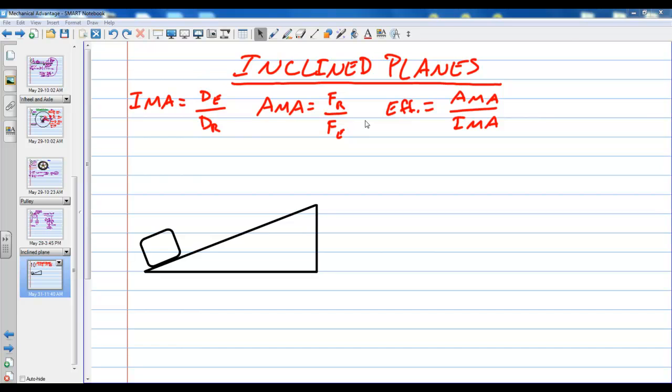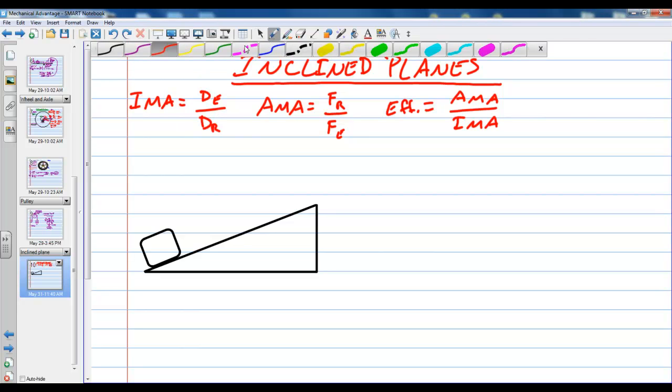Now we've talked about other simple machines and we've gotten far enough into it that I went ahead and written up the three different equations that we use. So we have ideal mechanical advantage, actual mechanical advantage, and efficiency. We're going to actually work with these today.